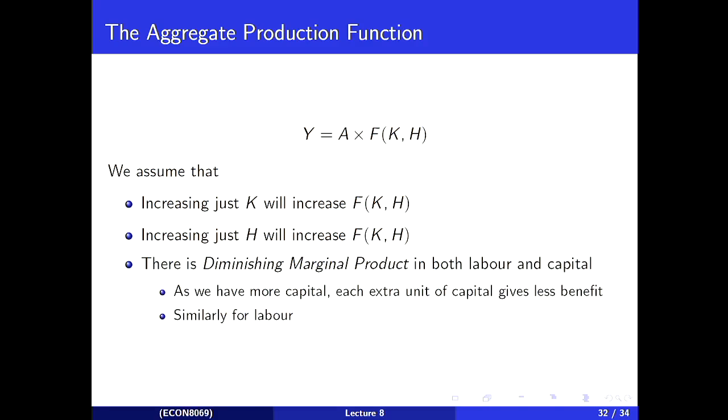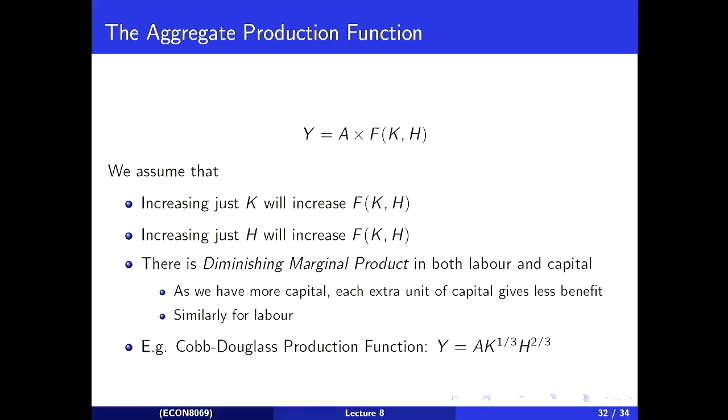We're also going to assume diminishing marginal product in both labour and capital, which is to say that as we have more, I'd draw a picture if I had a screen that I could show, which means that as we have more capital, each extra unit of capital gives less benefit. Right? Each extra unit of capital is still good, but we have this diminishing marginal product. Same way we had diminishing marginal utility, we now have diminishing marginal product. More capital is good, more labour is good, but it's less effective the more and more of it that we have. So you have diminishing marginal product of labour and diminishing marginal product of capital.